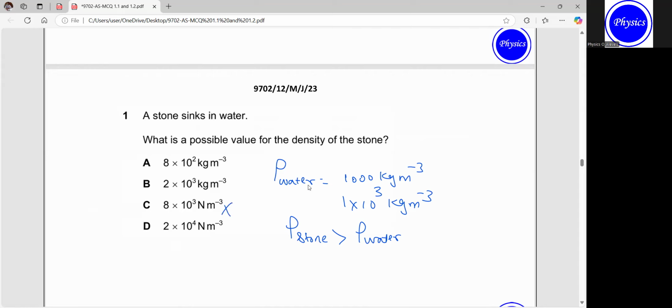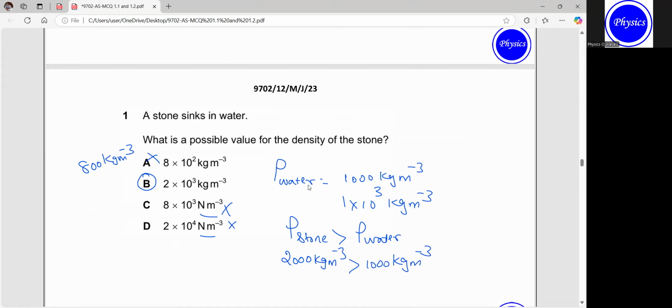So which would be the right option? Definitely not C and D. Why? Because the unit is not correct. How about A? A is just 800. Okay, be careful. Just because this shows 8, don't just circle A. It is only 800 if you write it in full form, 800 kilogram per meter cube. So this is not the correct option. So the option is B. This is 2000. So 2000 kilogram per meter cube is greater than 1000 kilogram. That's why it sinks.